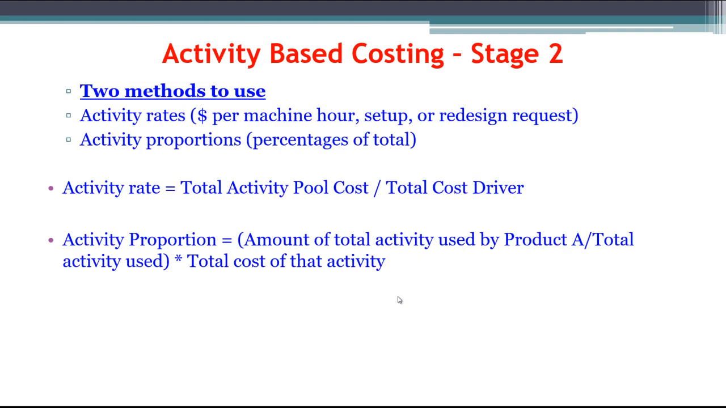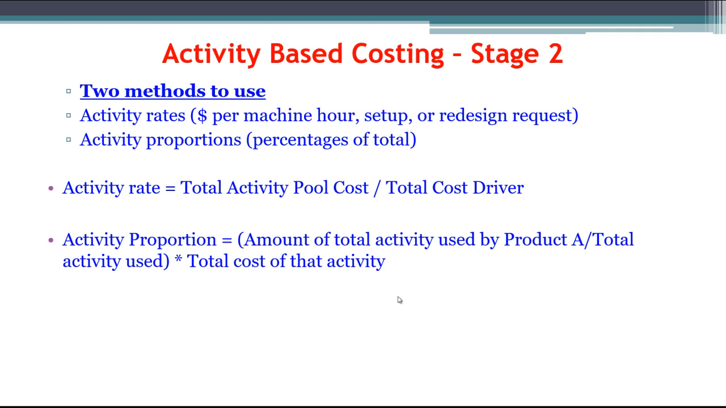Now, as we did with traditional costing, we have a couple of different approaches we could take. We could calculate activity rates, $1 per machine hour, $1 per setup, $1 per redesign request, or we could calculate the activity proportion, the percentage. I showed you that example under traditional. We could do it here as well. To get the activity rate, we just simply take the total activity pool cost divided by the total number of cost drivers. How many machine hours, how many setups?